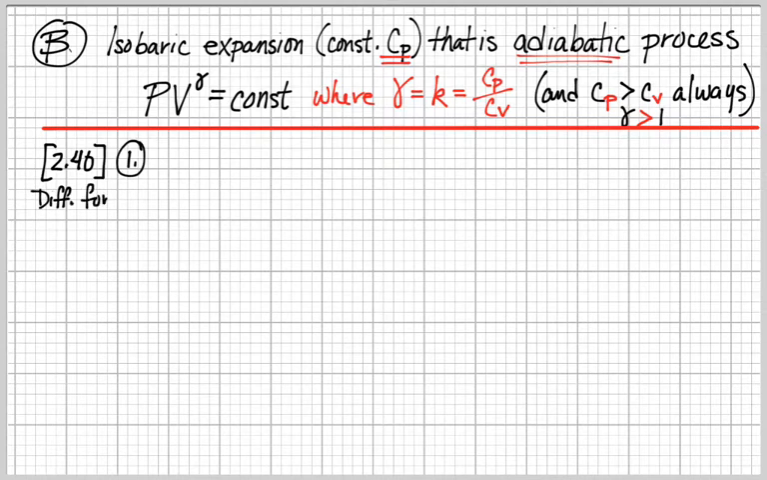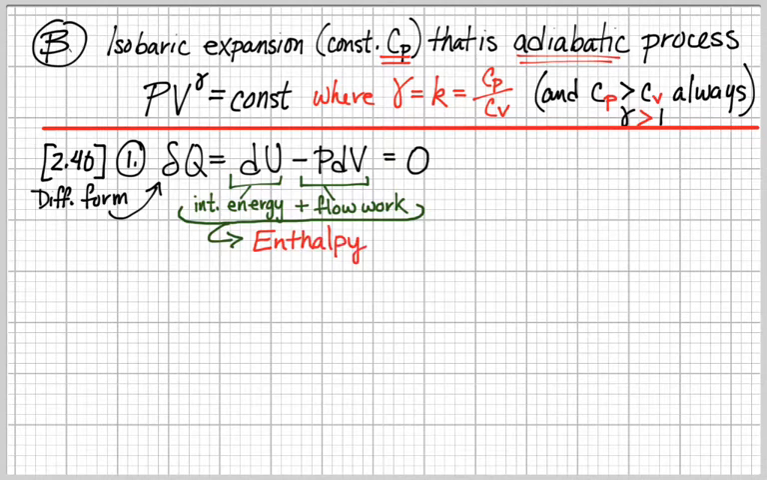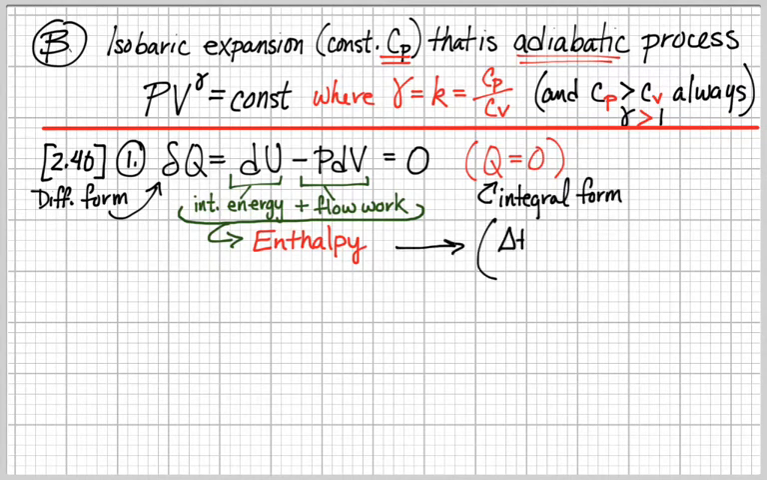So let's start with equation 2.40, where we put Q in differential form and describe dQ relative to dU, and we already know that dW is minus PdV. That's going to be equal to 0. You're going to see that dU describes my internal energy, PdV describes flow work, and so what we're actually describing is enthalpy. It's a constant pressure system, so it should be no surprise that we're bringing in a pressure-related energy term, and that's enthalpy. If I integrate that, I'm going to have Q equal to 0, and we would then have dH equal to Q. Okay?